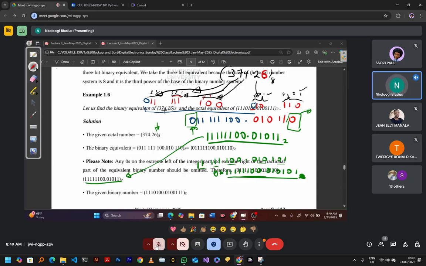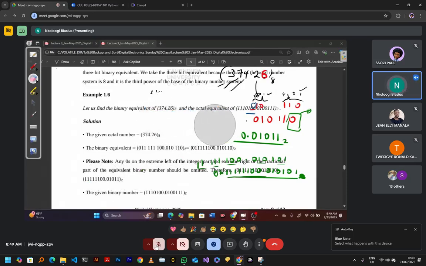That's when you're moving from octal to binary. What about if you're moving from binary to octal? Can we reverse the same number first of all? Yes, I think that would be a good approach. So we can first reverse the same number, and we see if we can go back to 3.74.26.